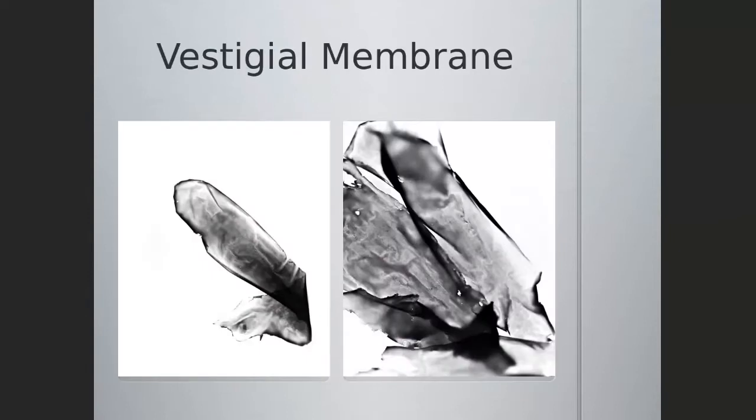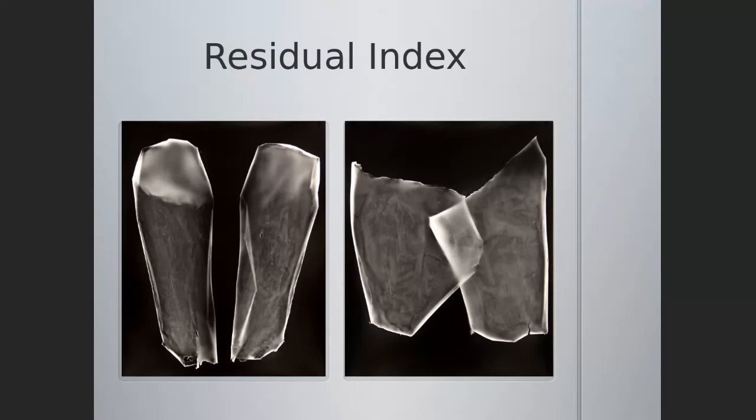In a similar vein, there's this version, vestigial membrane. It's very similar to the residual index in that I'm using casts again, but these casts are more abstract. You can't really tell which part of the body they're coming from. And what I had done with these was I first had exposed them on top of the paper in the darkroom, like the two you see here.